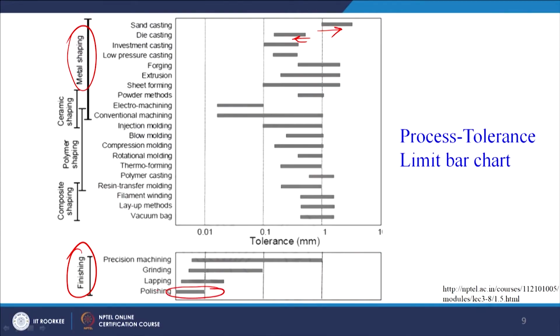Similarly, we can see polishing can give us better tolerance, lapping can give us better tolerance, and grinding specifically is used as a finishing operation. So when we go for finishing, we can choose any of these processes. Very easily we can now select which process will be able to give us the kind of surface that we want to produce in our product.